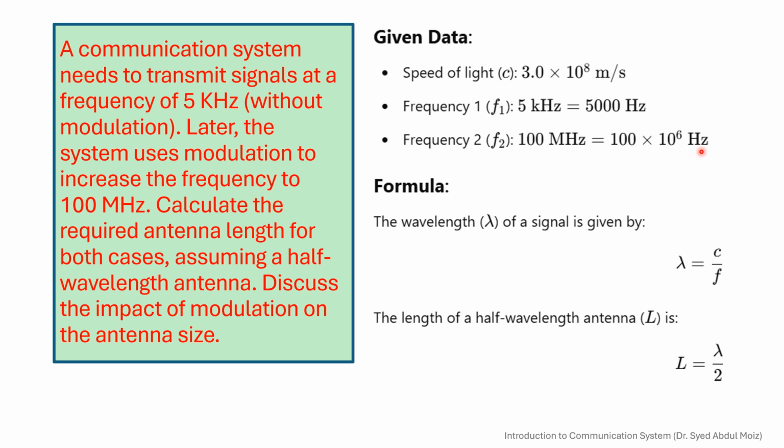100,000,000 hertz here. Now we use the equation lambda = c / f, where c is the speed of light, f is the frequency and lambda is the wavelength. Similarly, the antenna length required is half of the wavelength, so capital L = lambda / 2, where lambda is calculated from the above equation.